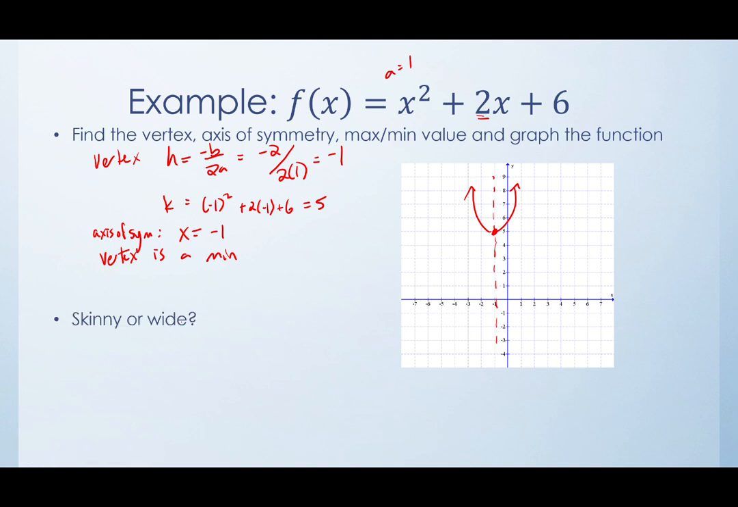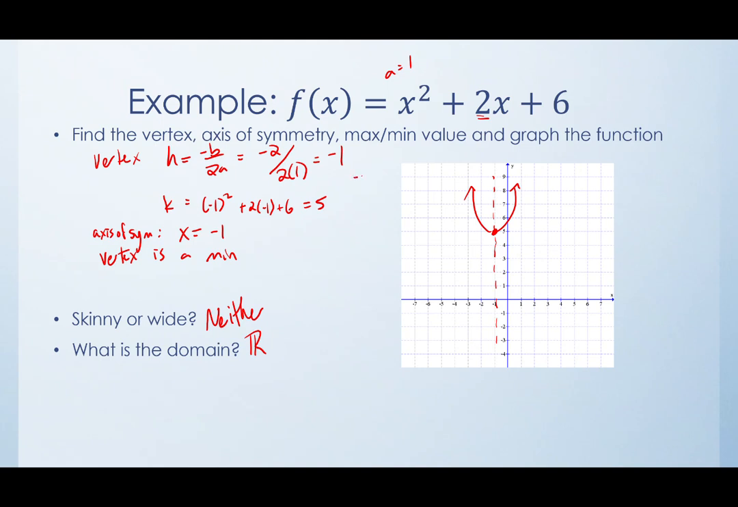Is this skinny or wide? Let's see, my a is 1. So it is neither. It is the same as the basic x squared. What is the domain? It's a polynomial, so it's always all real numbers.